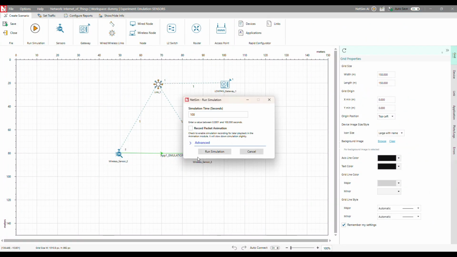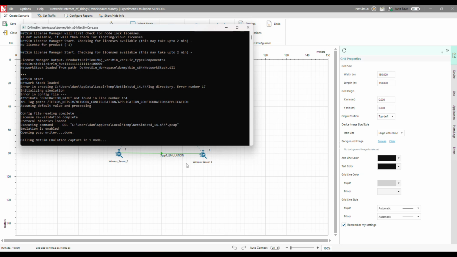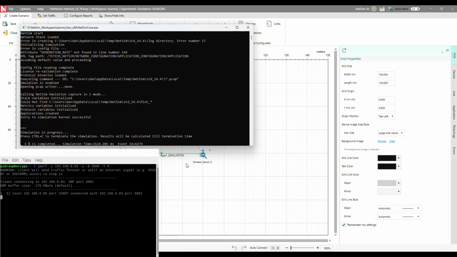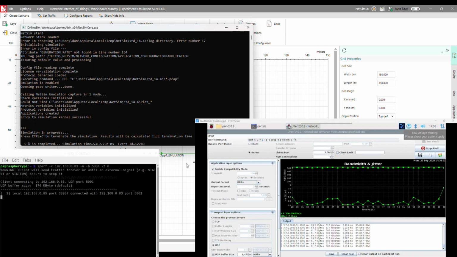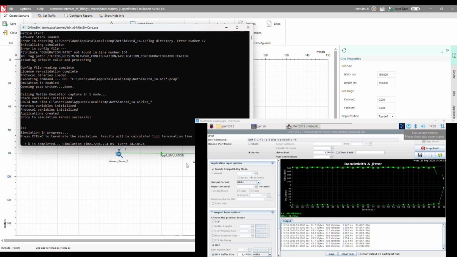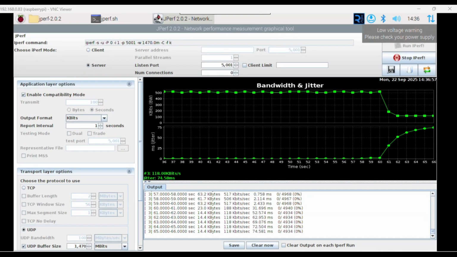Now we start NetSim and run the same test. The source still sends at 500 kilobits per second. However, the destination now receives only around 120 kilobits per second.